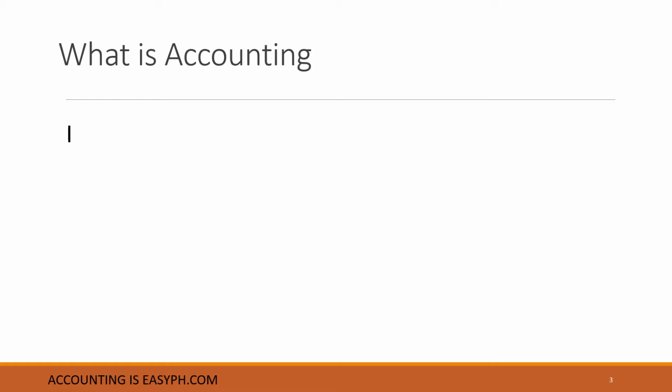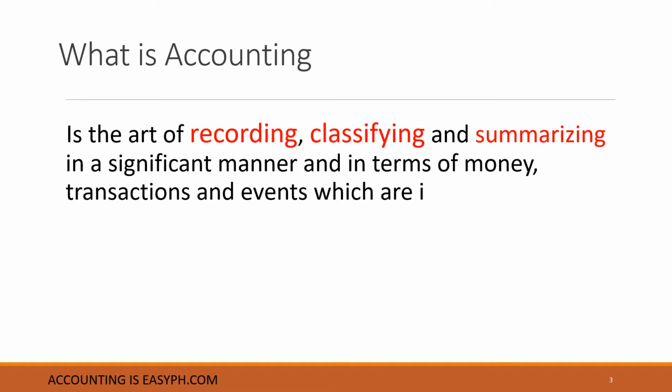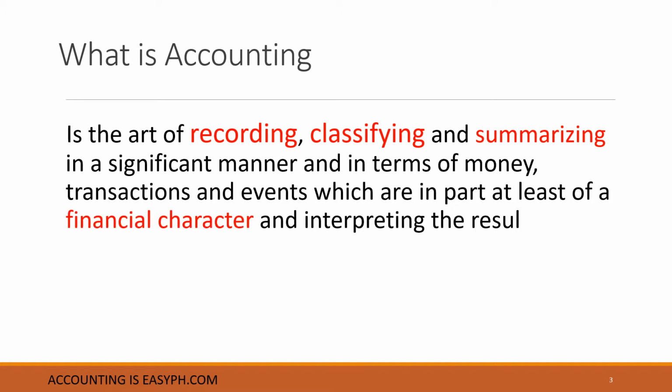So, what is accounting? Accounting is the art of recording, classifying, and summarizing in a significant manner and in terms of money, transactions, and events which are in part at least of a financial character and interpreting the results thereof. So remember, it's an art of recording, classifying, and summarizing. And it will only summarize those transactions and events which are financial in character. And of course, you will interpret the results.